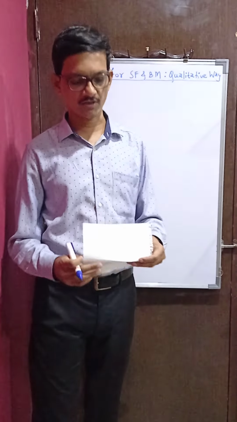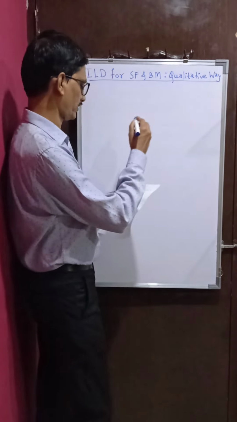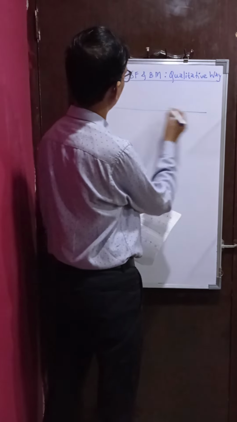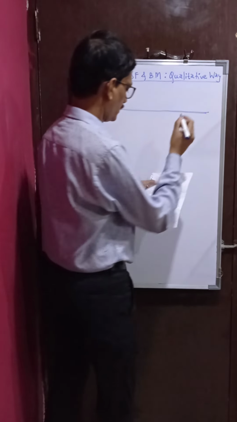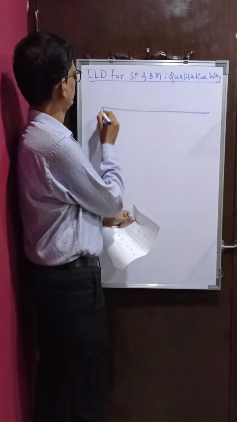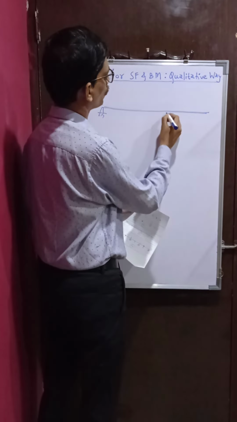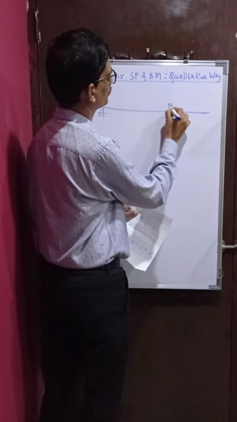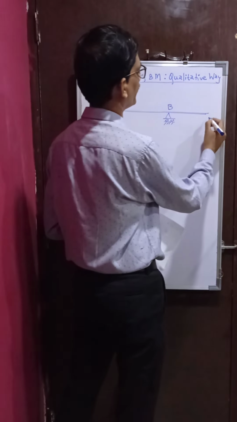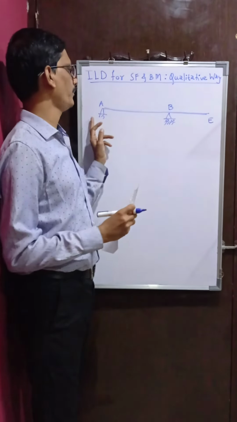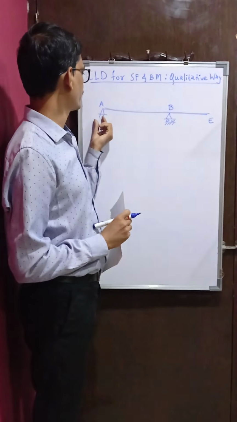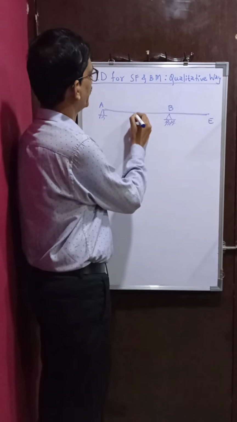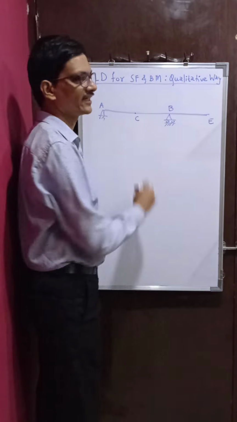So let me straightaway start with my first example. Let me take one beam, an overhanging beam. Now it is hinged at A, roller supported at B, and here it is point E. So AB is an overhanging beam, A is a hinge support, B is a roller, and E is the overhanging part. Now I want to draw influence line diagram for shear force at C.